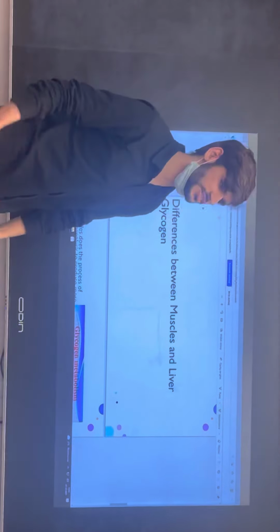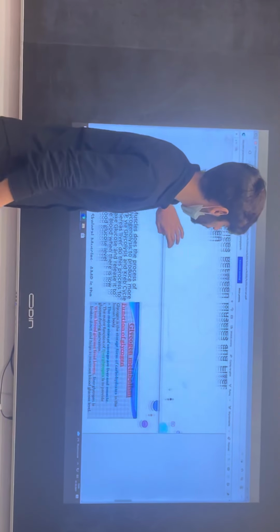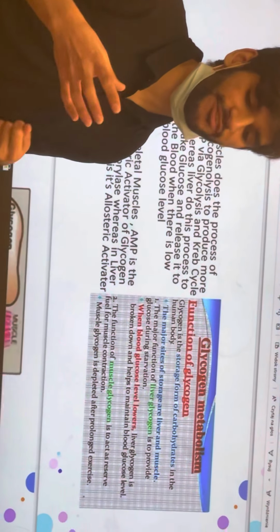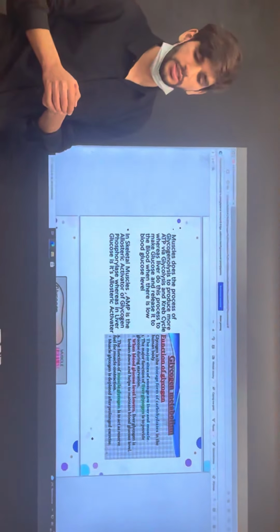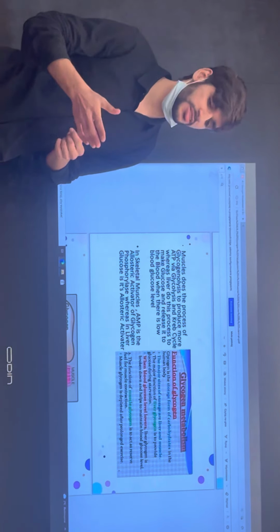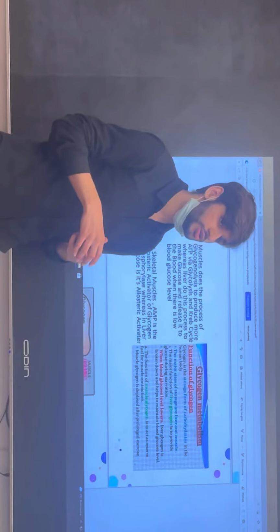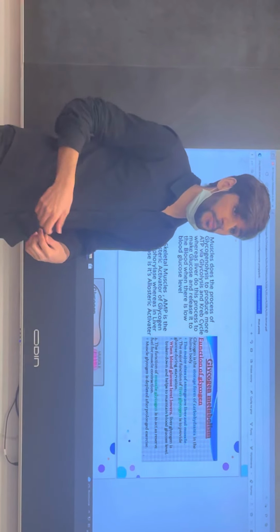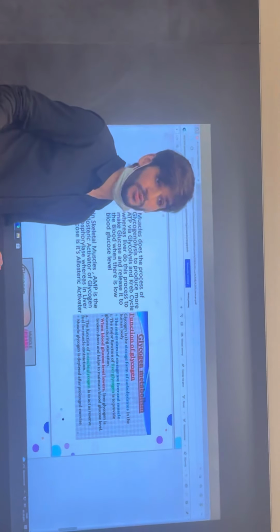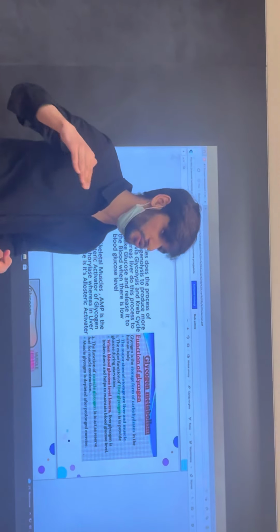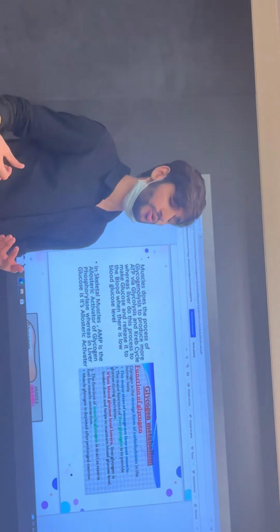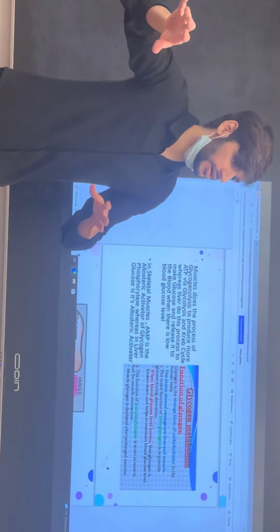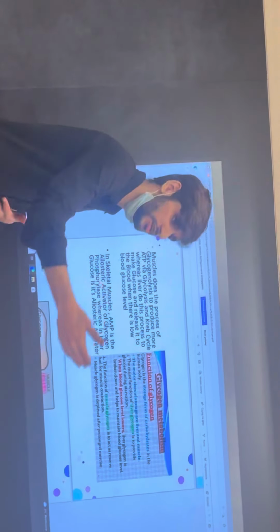Now, differences between muscle and liver glycogen. The very basic, main difference is that muscles do the process of glycogenolysis so that they can produce more ATP via glycolysis and the Krebs cycle. But liver does the same process just to maintain the blood glucose level. When you have low blood glucose level, the liver does glycogenolysis so that it can make more glucose, and that glucose is released into the blood.